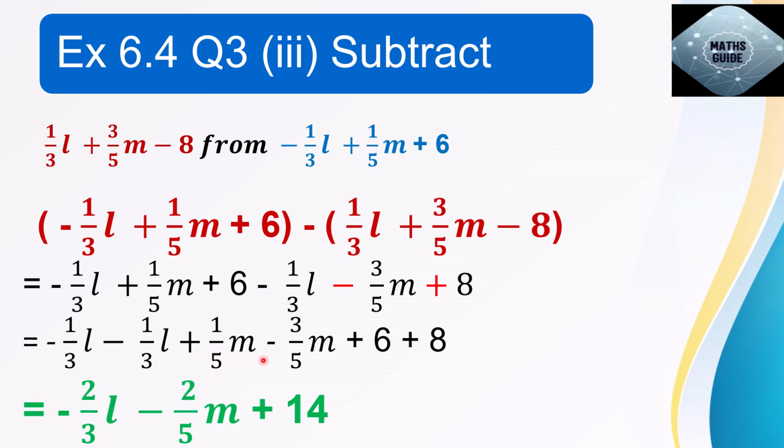Now in the next two like terms we have unlike signs, so we will subtract them. So plus 1 minus 3 is minus 2. We will put the sign of the greater value, and plus minus is minus, so we will do subtraction but put the sign of the greater value. Here we have plus and plus, and plus plus is again plus, so we add them, and the answer is minus 2 by 3l minus 2 by 5m plus 14.